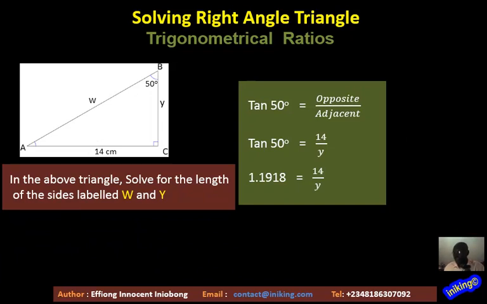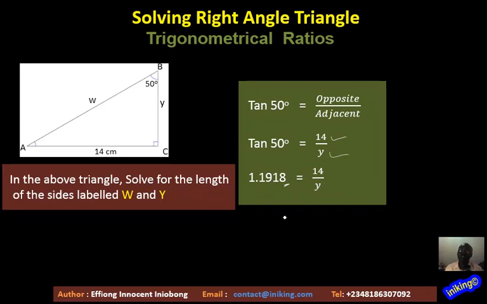Yes, on this slide you can see some advanced work already. The tan of 50, of course, is what? Opposite over adjacent. The opposite is what? 14. Adjacent is Y. Tan of 50 is 1.19175, so we approximate and get 1.1918 there. Equals 14 over Y.